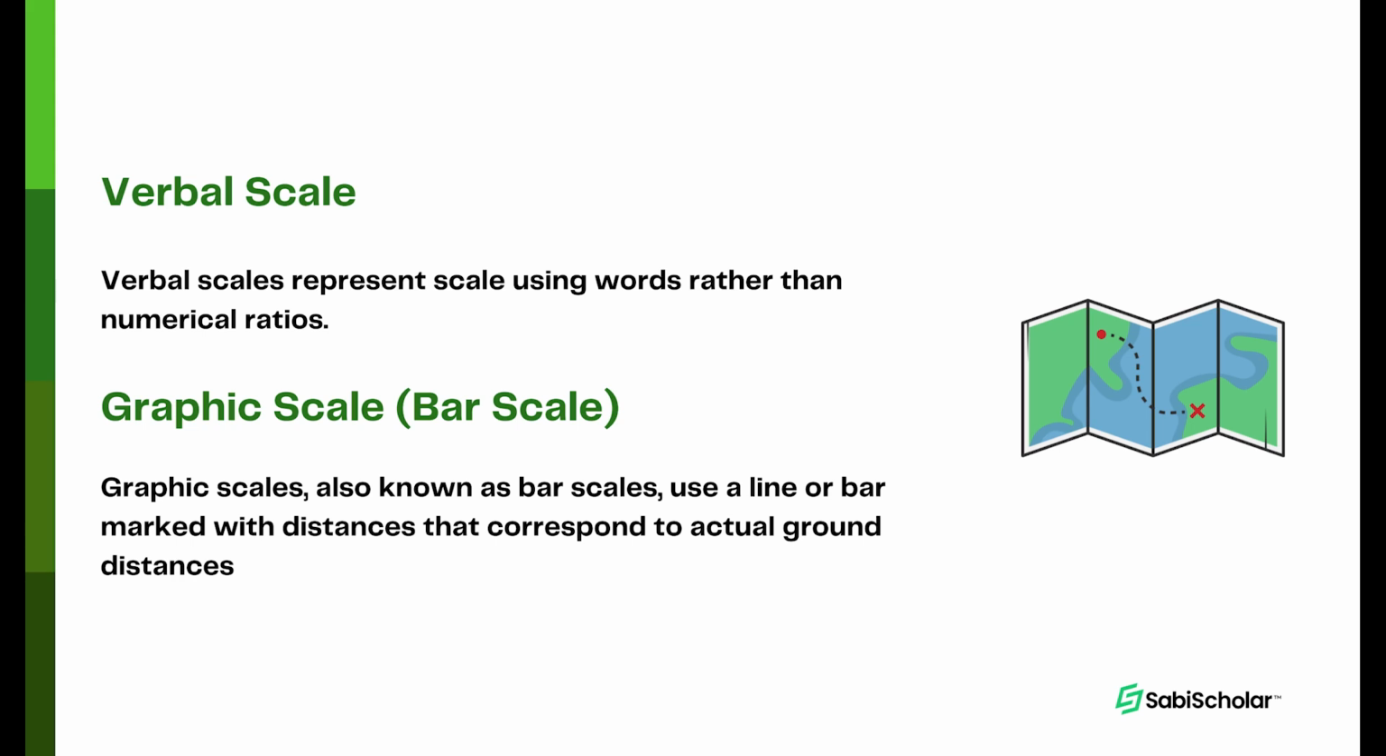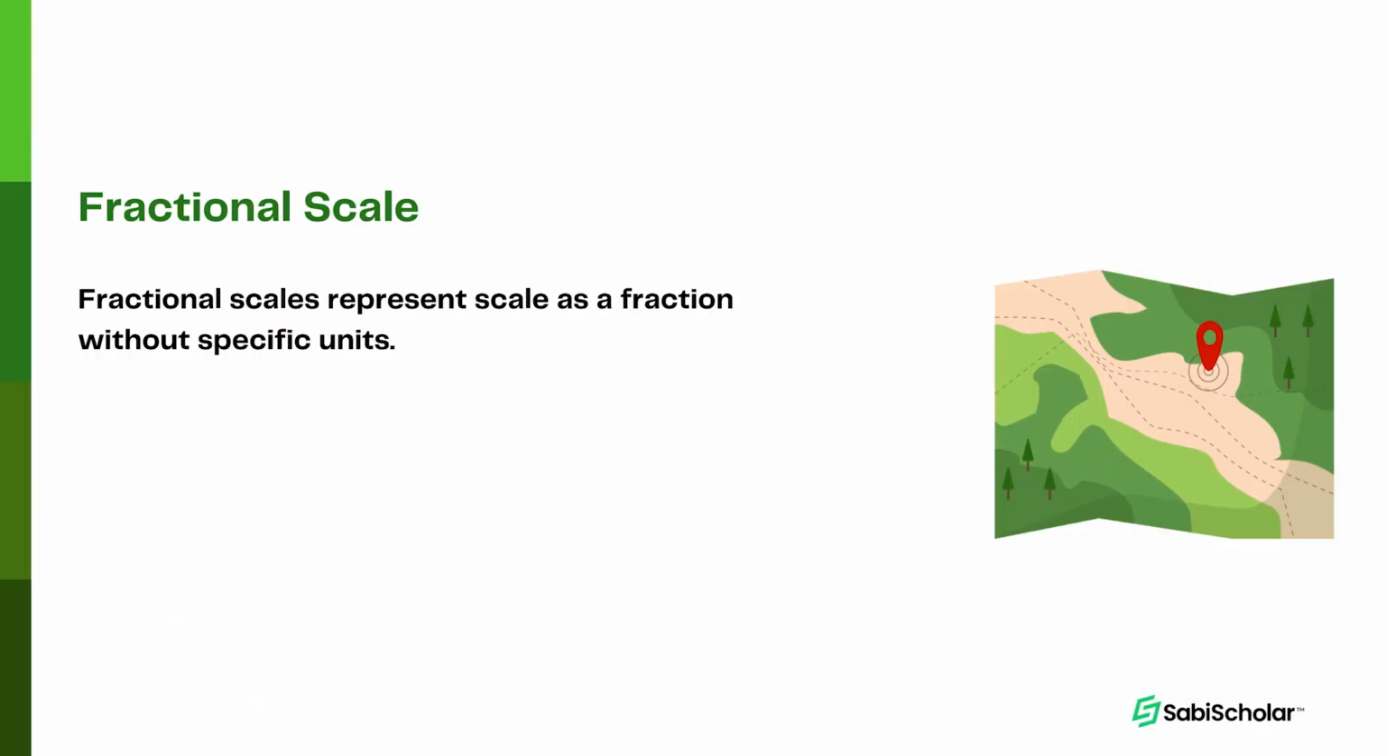So users can measure distances on a map that has a graphic scale or a bar scale. Using the graphic scale, they compare the length of features on the map to the distances represented by the scale of the bar specifically.